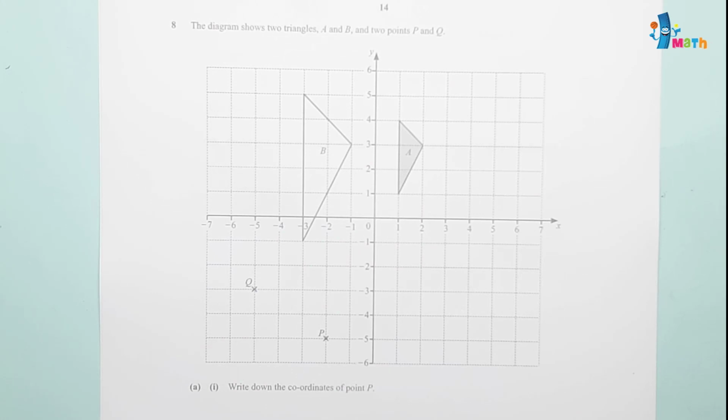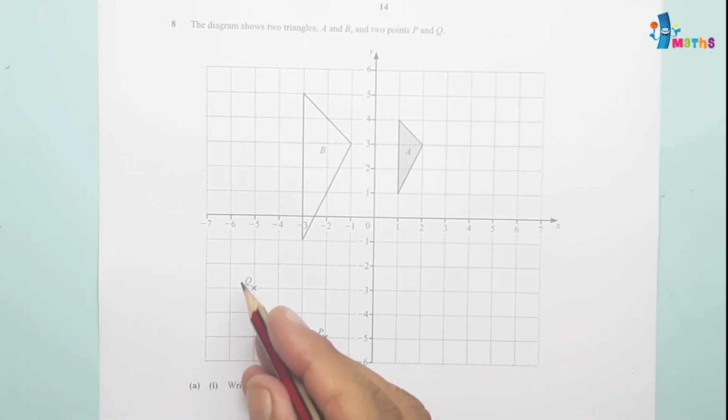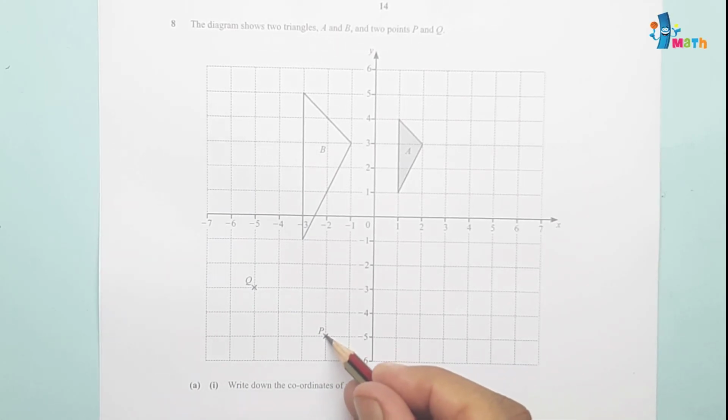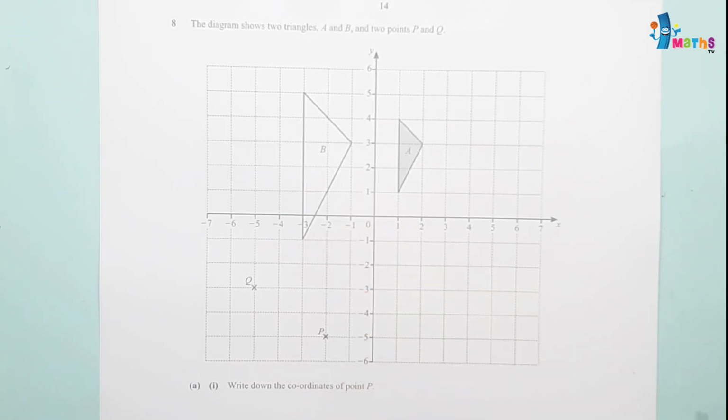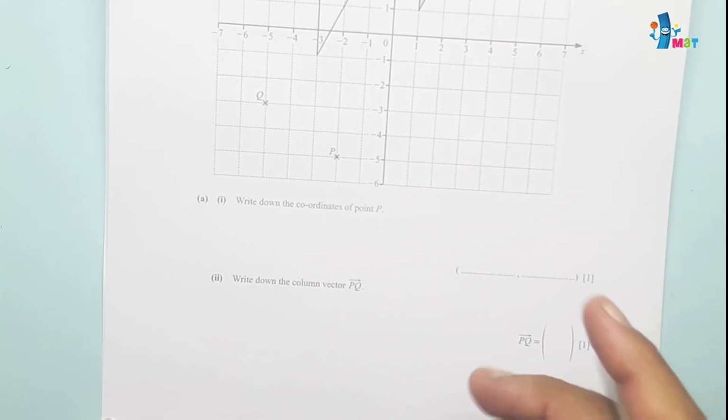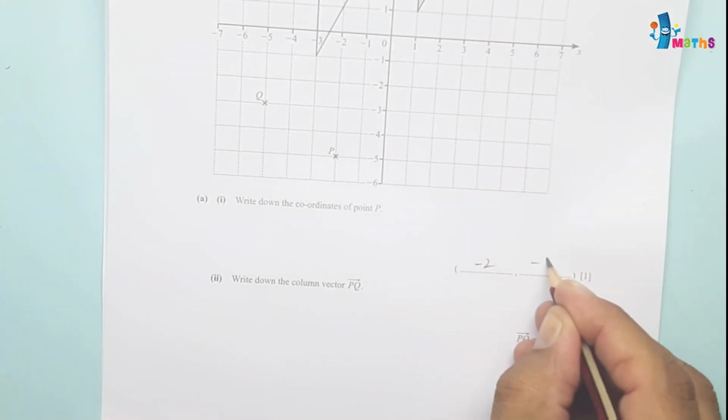Now question number 8, transformation. The diagram shows 2 triangles A and B and 2 points P and Q. So P and Q are these points. Write down the coordinates of P. The coordinates of P we can check. This is x is -2 and y is -5, so we will write here -2 and -5.